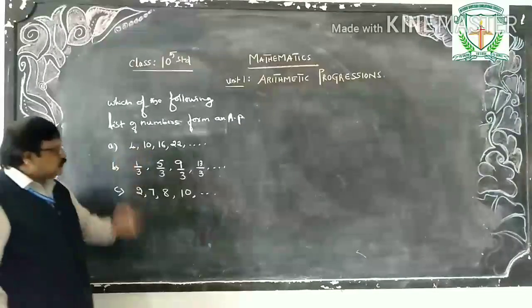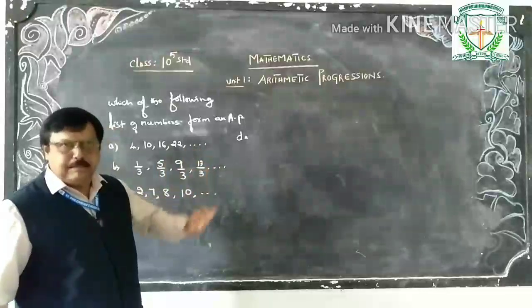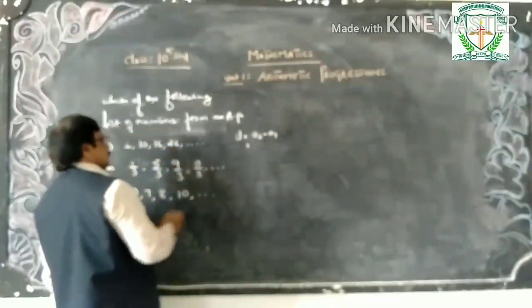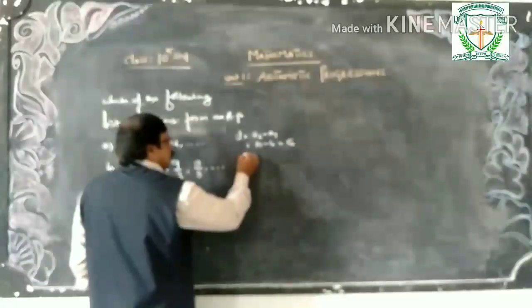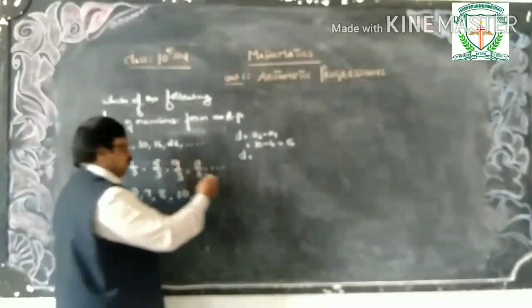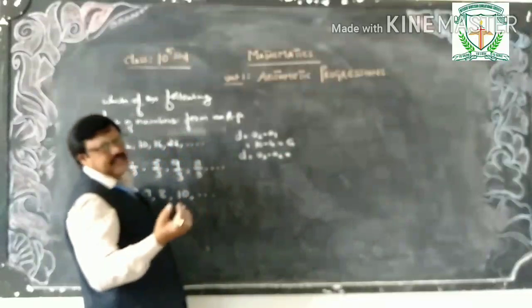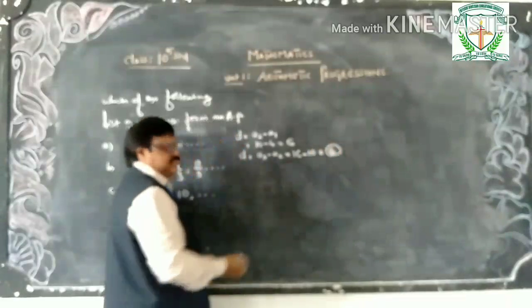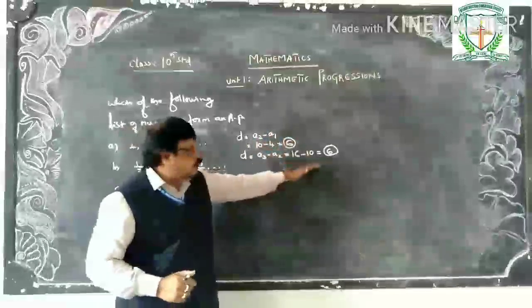So here in the first one, find D. If there is a fixed number, then you can tell it is an AP. We will check it. D is equal to A2 minus A1, 10 minus 4, you got 6. Second difference you find, A3 minus A2, 16 minus 10. Again you got 6. Then I can call this an AP. A fixed number is added.